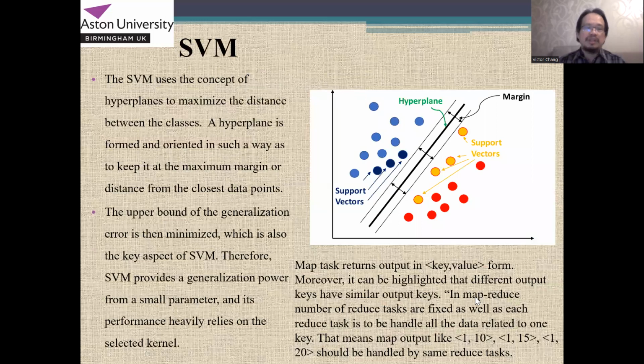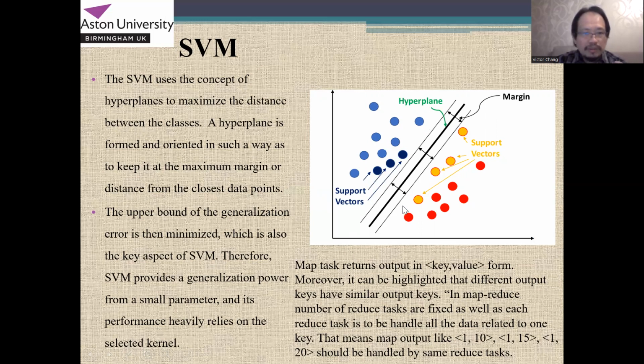So SVM, that stands for support vector machine, uses the concept of a hyperplane to maximize the distance between the classes. A hyperplane is formed and oriented in such a way as to keep it at the maximum margin of distance from the closest data point. So as you can see this, it then calculates that. So the margin is there, and then the hyperplane is in place.